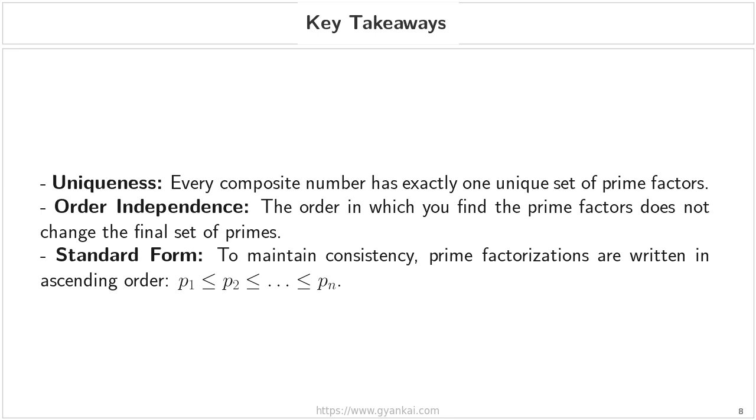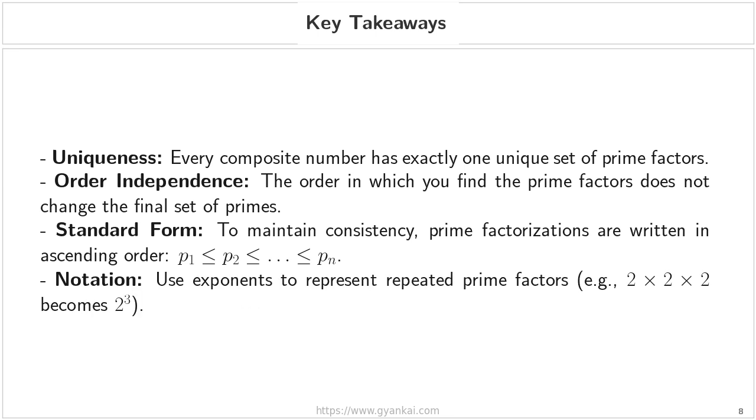To maintain consistency and avoid the confusion we mentioned in our common mistakes slide, we always write our prime factorizations in ascending order. This means we arrange the primes such that p sub 1 is less than or equal to p sub 2, and so on, all the way up to p sub n.